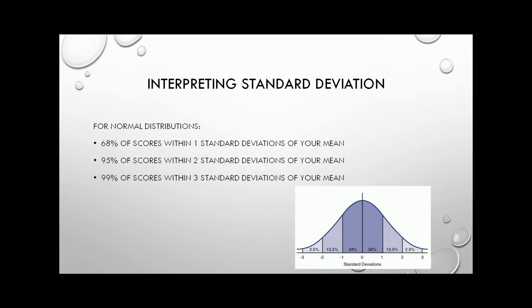Interpreting standard deviation. Well, for normal distributions, 68% of the scores are within one standard deviation of your mean. If you go out 2 standard deviations on each side, you get 95% of all responses. And if you go out 3 standard deviations, you get 99% of all responses. It should be within that range. So let's take a look at how we do with that.